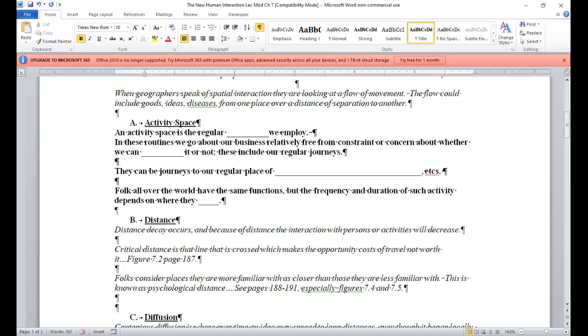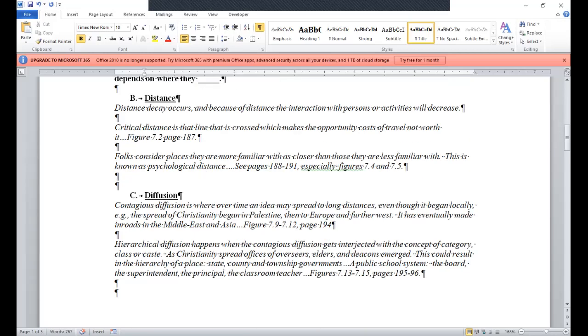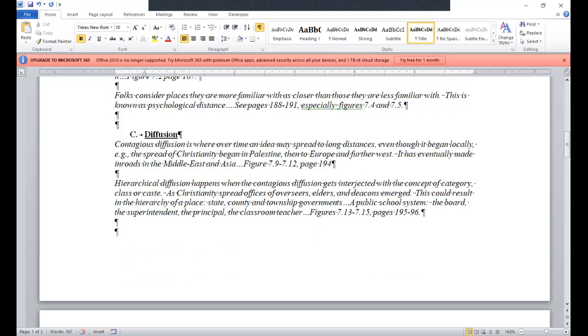Now, ideas spread, right? Ideas spread over distances. You have contagious diffusion and hierarchical diffusion. Over time, an idea may spread to long distances, even though it began locally. Figures 7.13 through 7.15 bear this out too, pages 195 and 196.